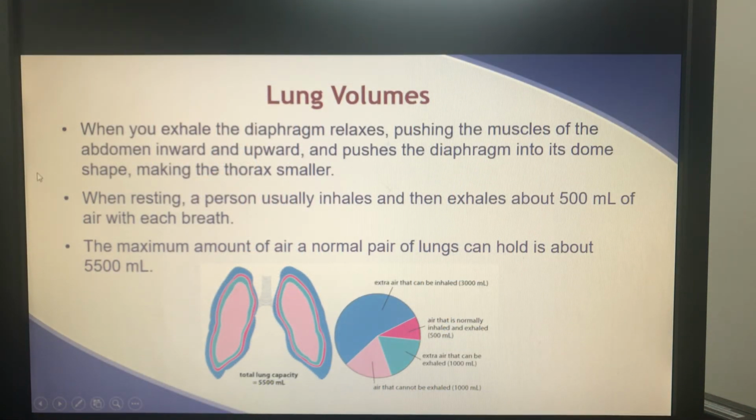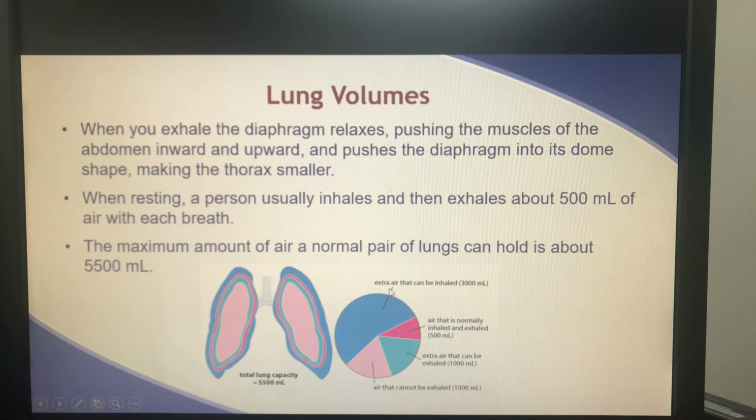Alright, so lung volume. It says when you exhale, the diaphragm relaxes, pushes the muscles of the abdomen inward and upward, and pushes the diaphragm into its dome shape. And so then it makes the thorax, which is the chest cavity, smaller. When resting, a person usually inhales and then exhales about 500 mLs of air with each breath. The maximum amount of air a normal pair of lungs can hold is about 5,500 mLs. And so that's what the lung capacity is for a set of lungs.